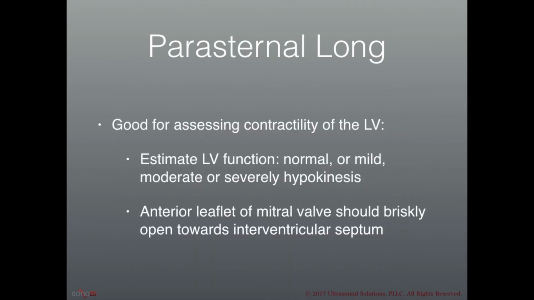The parasternal long is great for assessing contractility of the left ventricle, and it's also good for assessing the pericardium for any pericardial fluid or blood. But as discussed previously, it's not the best view for assessing for right ventricular strain or RV function.